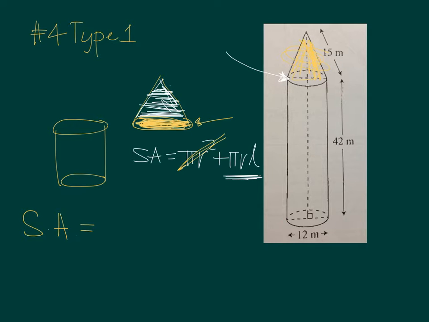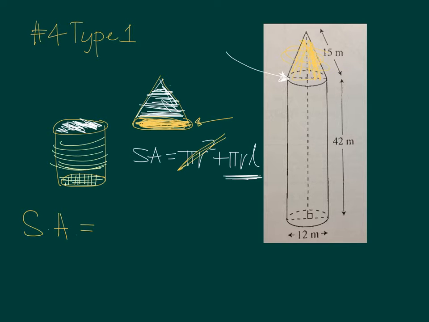In the case of the cylinder, similarly, this top portion of the cylinder, where the two figures are meeting, is not considered a surface because it's inside the figure. So what we need is only this portion, the side area, and the one circled down below.